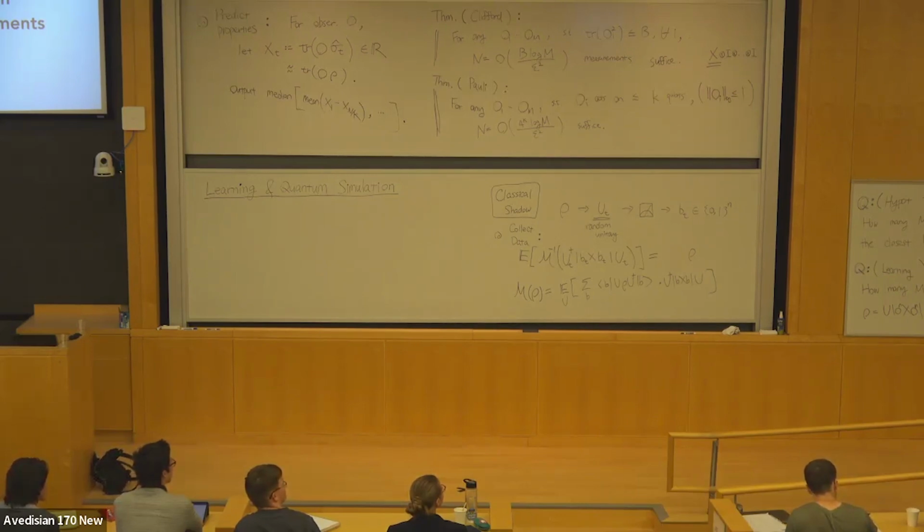Did people have time to think about the second one? If that's also easy, go ahead. It should be log h over epsilon squared. So that's right. And what about the new question that I added?